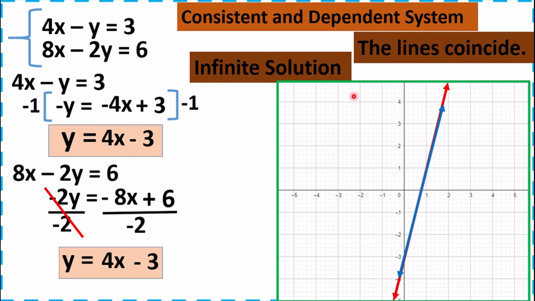Okay, so ito yung graph ng ating linear equations. Consistent and dependent system. So, as you can see, the lines coincide. Okay? So, first line, that is the graph of 4x minus y is equal to 3. Then, the blue line, this is the graph of 8x minus 2y equal 6. So, they have infinitely many solutions because they meet at many points. So, ang daming points kung saan sila nag-meet. Okay? Same slope and same y-intercept.